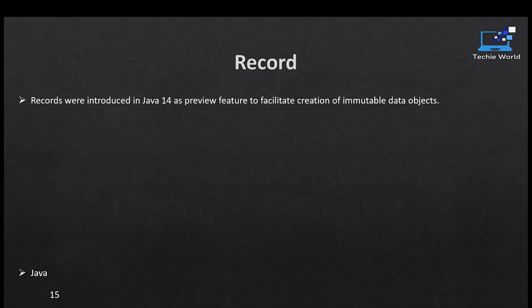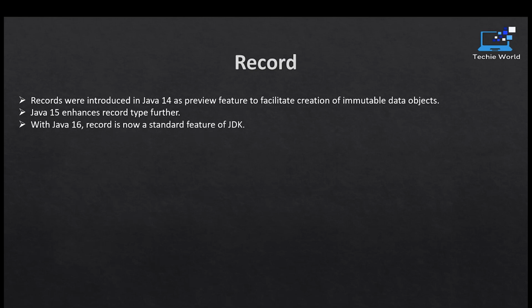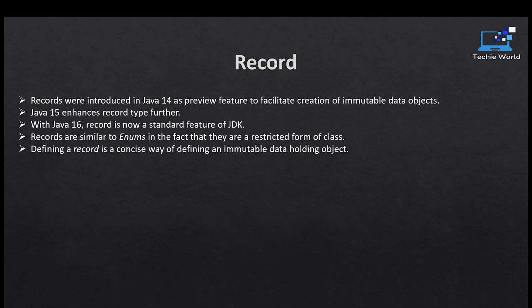The second point about records is Java 15 enhanced the record type further, and in Java 16 it came as a standard feature of the JDK. Now, records are similar to enums in the fact that they are restricted from the classes. That I already told you when I was discussing records. Okay. Defining a record is a concise way of defining an immutable data object. That's what I told you.